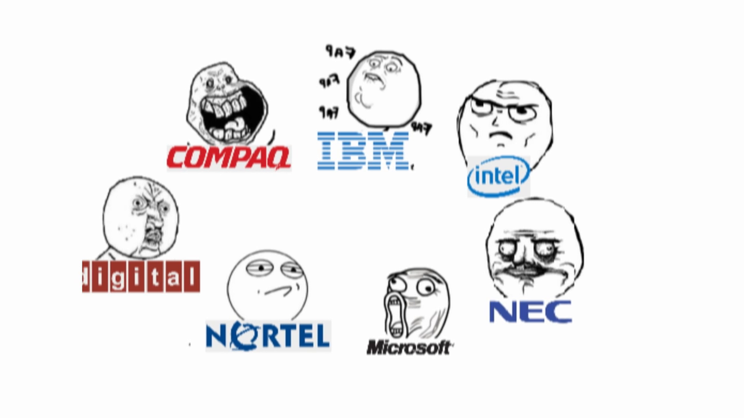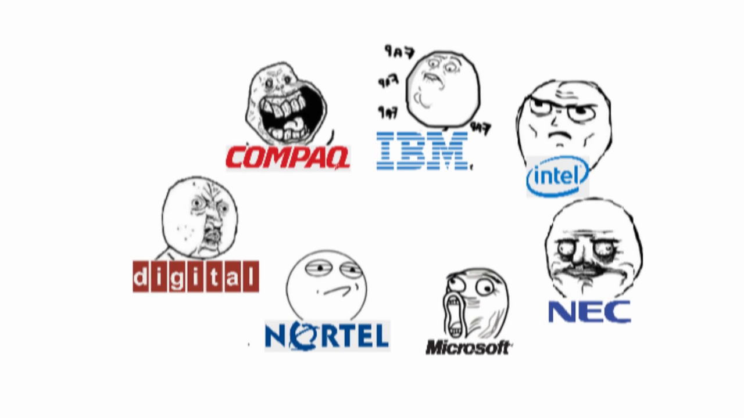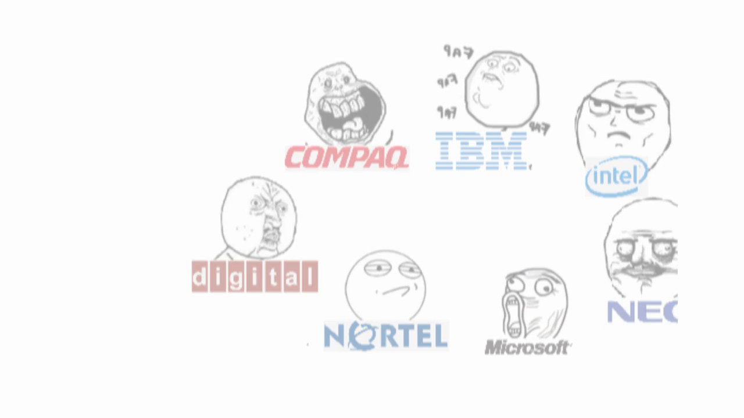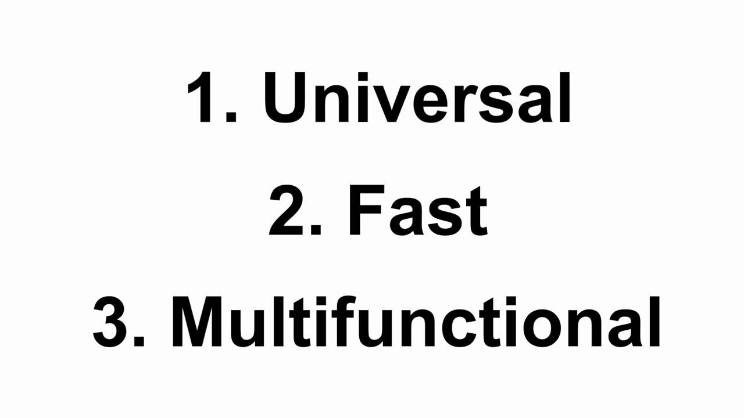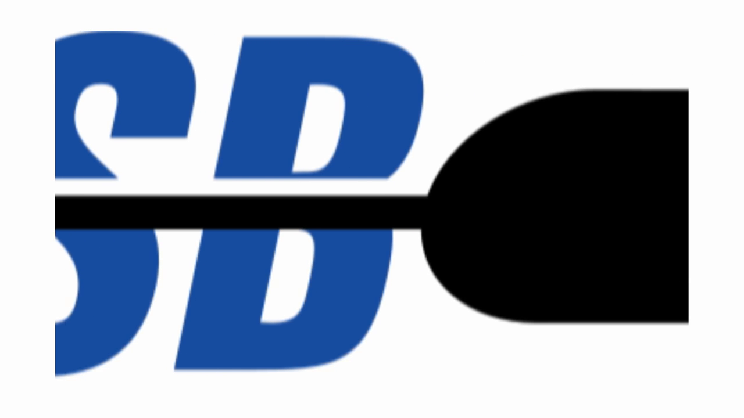So, the 7 big computer and technology companies at the time, Compaq, DEC, IBM, Intel, Microsoft, NEC, and Nortel, came together to create a connection interface that was universal, fast, and could be used for a multitude of purposes. Within a year of development, the Universal Serial Bus version 1.0 was released.